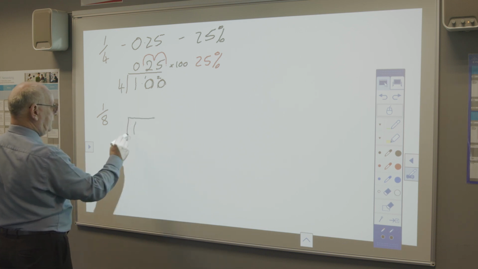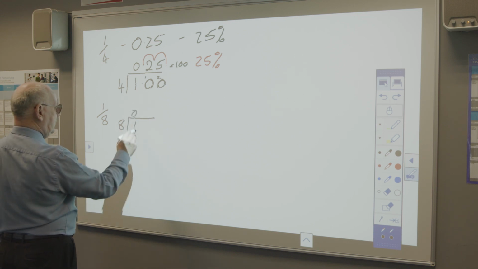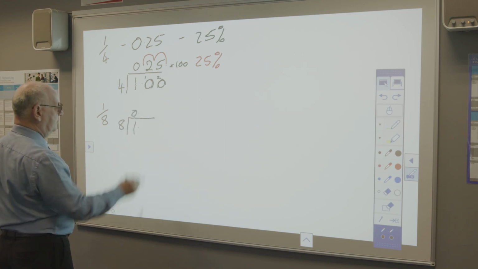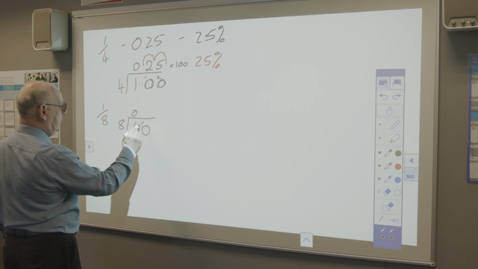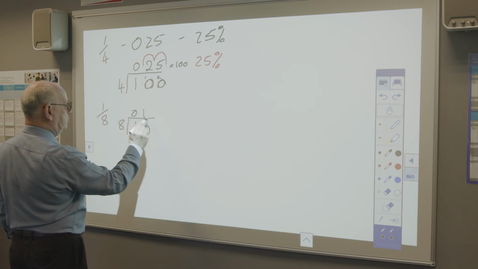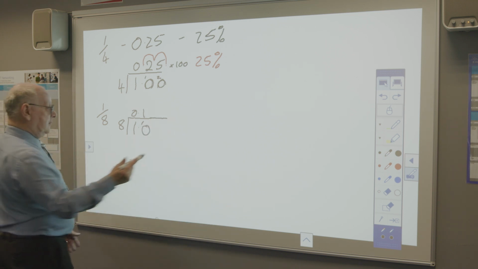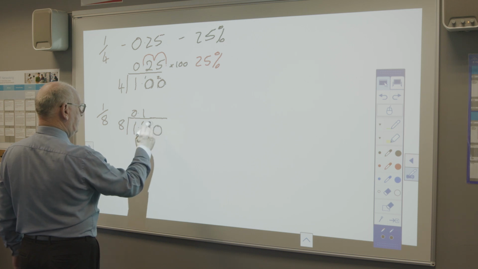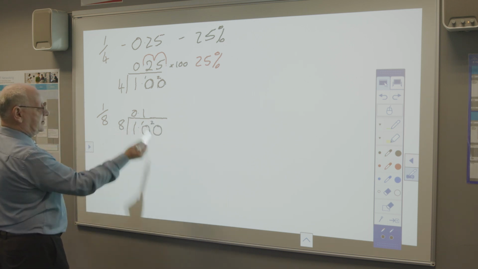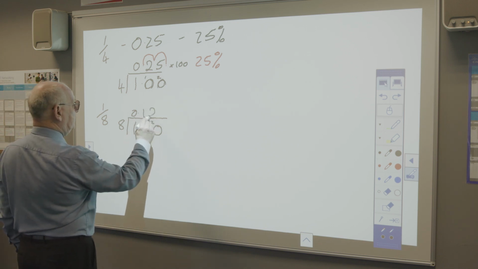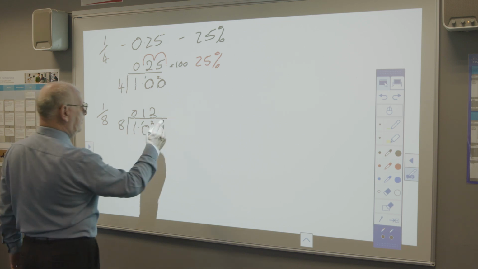So you divide the top by the bottom: 8 into 1 won't go, so put the decimal point in, add a 0, and you've got 10. 8 into 10 is 1, but that's only 8. You've got 2 left. Put a 0, put your 2 that you've got left. You've now got 20. 8 into 20 is 2, that's 16. You want 20, so you've got 4 left.